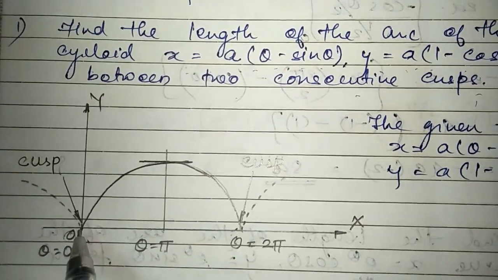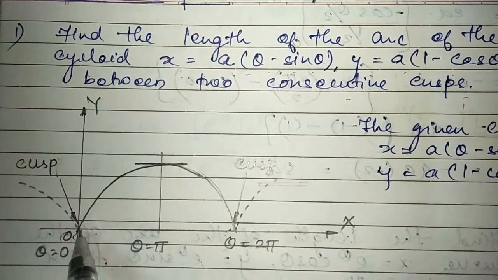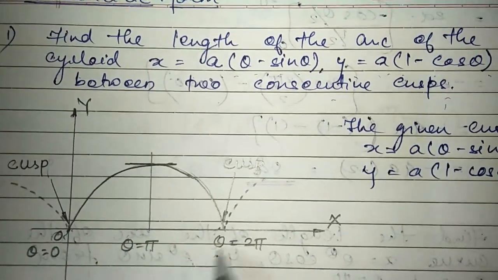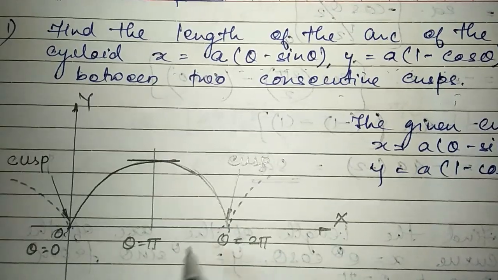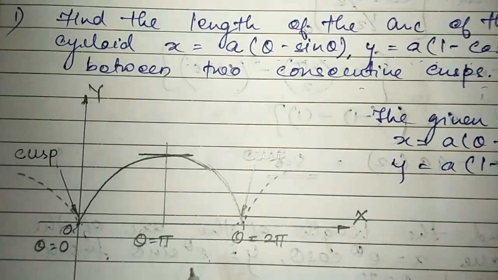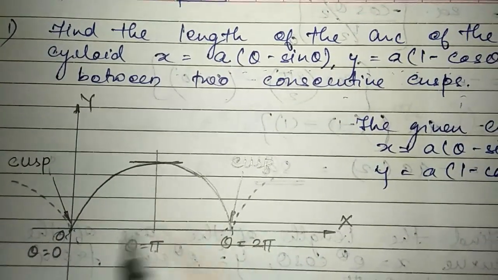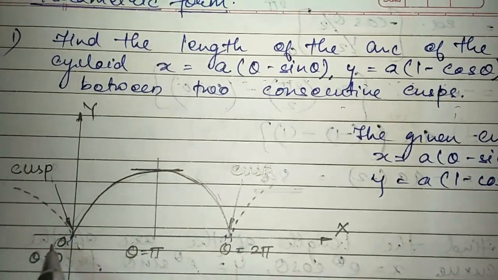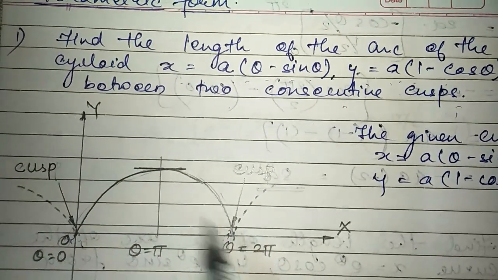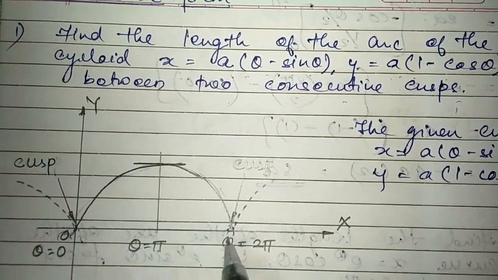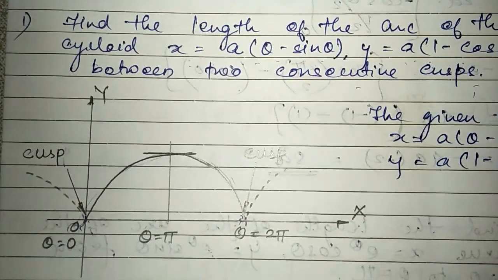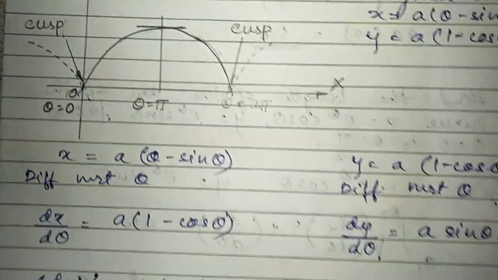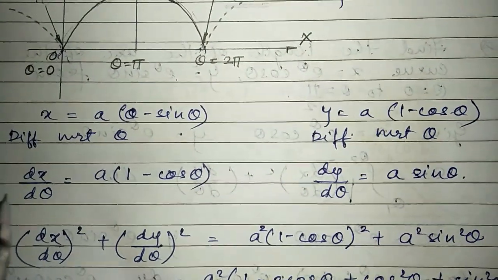Now we have the cycloid as shown here. This is theta is equal to 0. This is the cusp. This is the origin. Then we have theta is equal to 2 pi. Here we have another cusp. That is, we have to find the length of the arc of the cycloid between these two cusps, that is, theta is equal to 0 and theta is equal to 2 pi. So now we will proceed.